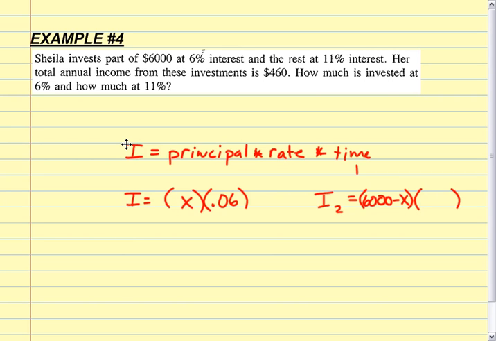And how would I represent that as a percent, Dylan? I mean, how do I represent that percent in this equation? No, it wasn't 6%, it was 11%. 0.11. Now, if I add those two incomes together, what do I get?